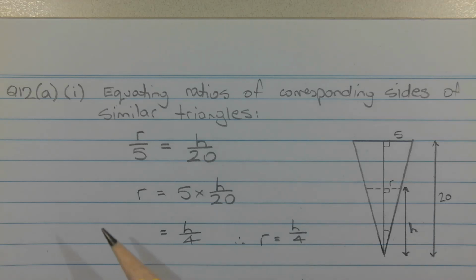So the ratios of the corresponding sides are r over 5 is equal to h over 20. These are the pairs of corresponding sides. Now we can rearrange this equation by multiplying by 5 on both sides, effectively taking this 5 here and moving it over to the other side, where it becomes multiplication. We get r equals 5 times h over 20, which simplifies to h over 4. Therefore, r equals h over 4 as required.